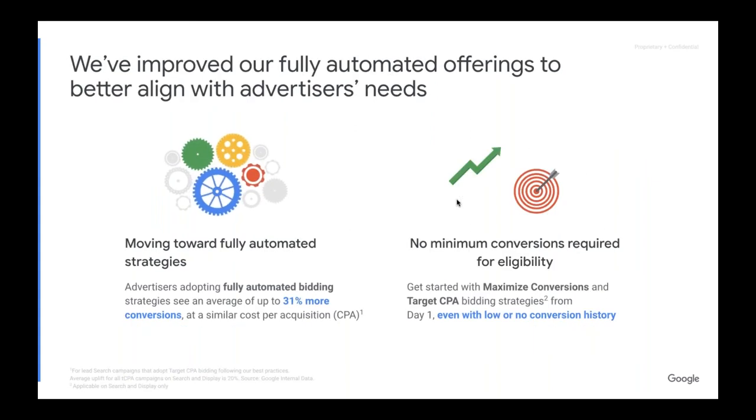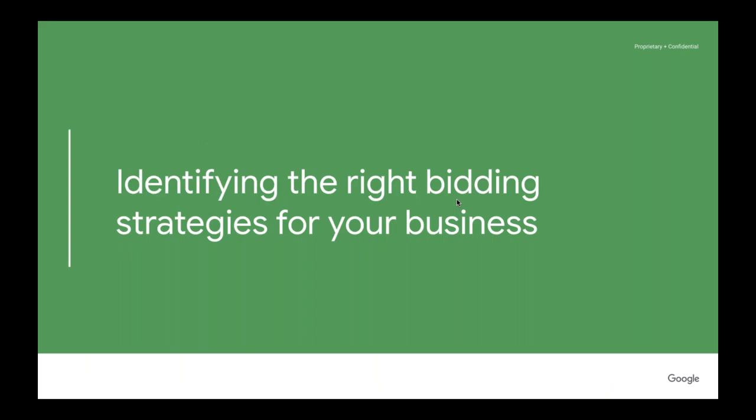We've also adjusted the strategies to better align with what our advertisers are asking for. So we are now moving toward fully automated bidding strategies like maximize conversions, target CPA, and target ROAS, because we know that these yield the best performance. So for example, during our testing phase, we've seen that conversion uplift is much higher in fully automated bidding strategies compared to, for example, a semi-automated bidding strategy using enhanced CPC. The great news is that smart bidding now works well with low or no conversion history campaigns. So getting started with both maximized conversions and target CPA strategies is easy. It's super easy. Both these strategies do not require a minimal conversion number to be eligible.